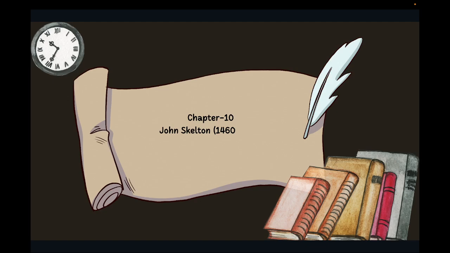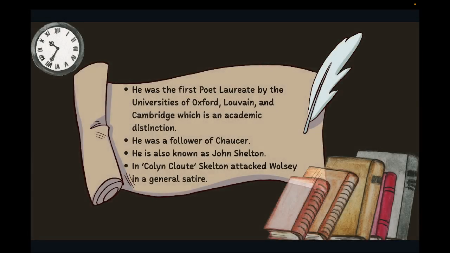Today we will be talking about John Skelton. This is our chapter 10 and his timeline was from 1460 to 1529. He was the first poet laureate by the universities of Oxford, Louvain and Cambridge, which is an academic distinction. He was a follower of Chaucer. He is also known as John Shelton. In Colin Cloud, Skelton attacked Wolsey in a general satire.